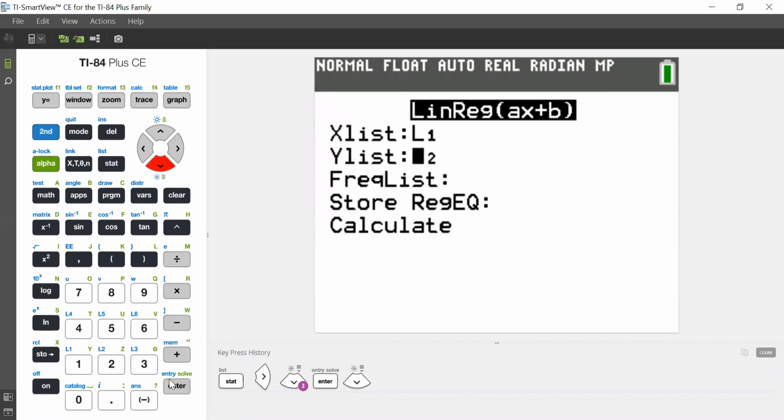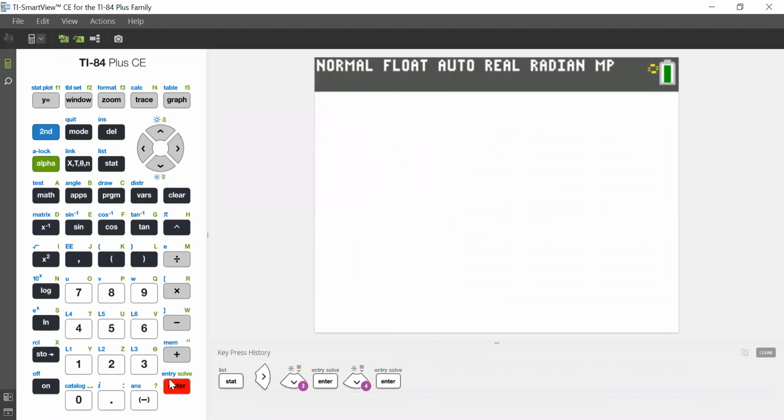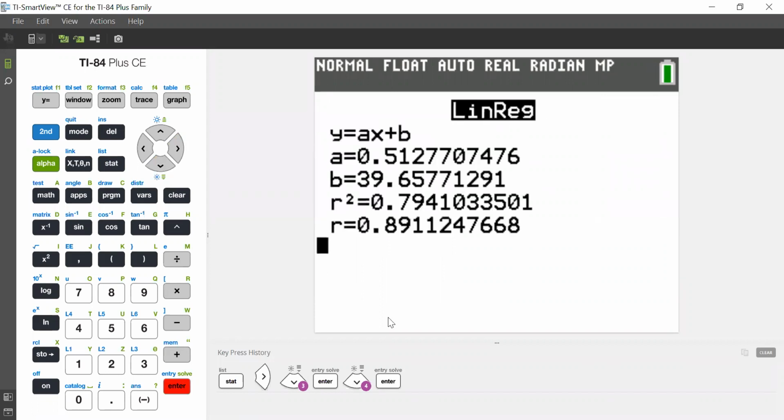All right, X is in L1, Y is in L2. So go to the last lecture, lecture 59, and make sure your diagnostic is turned on. You hit second, then 0, then go to diagnostic on, hit enter, enter again. And all this pops up. The R value is 0.891. But not only is the R value 0.891, look at the A and the B. Remember, it's Y equals AX plus B. A is the slope, B is the Y-intercept.